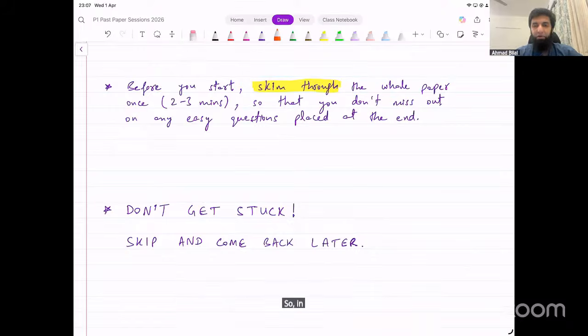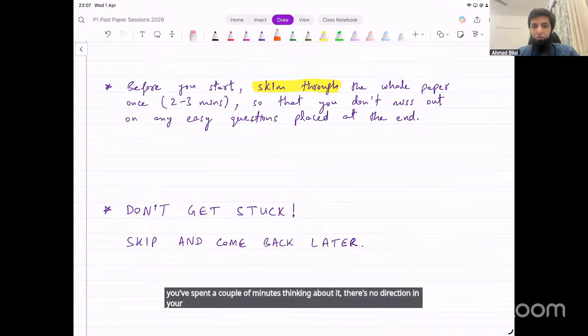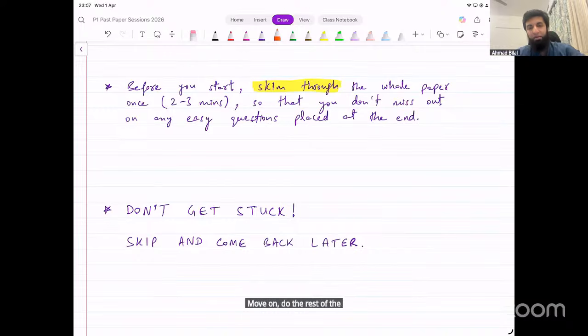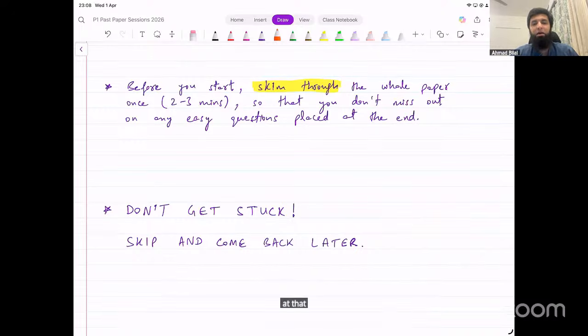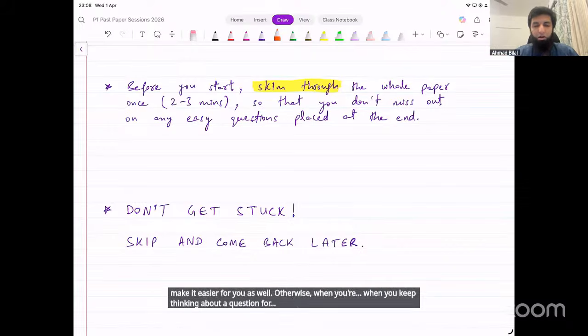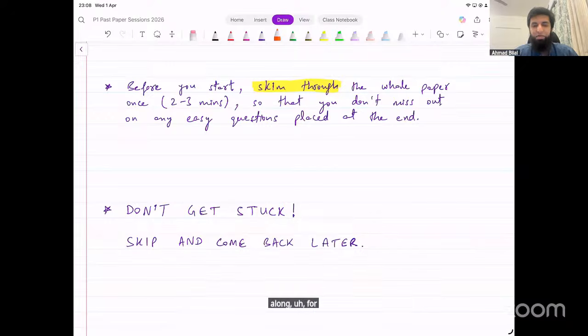So in the middle, if you don't understand something, you've spent a couple of minutes thinking about it, there's no direction in your head, move on. It's okay. Move on, do the rest of the paper, and then come back to that question at the end. And then you'll have a fresh perspective about that question at that time, and it might make it easier for you as well. Otherwise, when you keep thinking about a question for a long stretch, for like 3 or 4 minutes, you keep thinking in one direction and you get stuck like that.